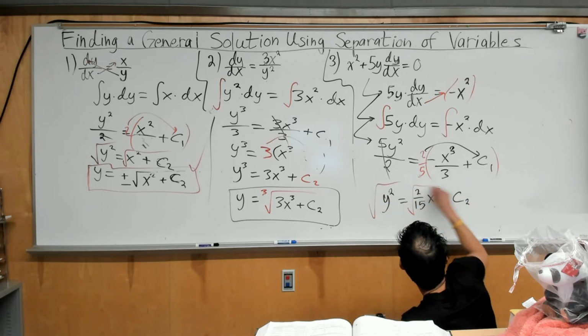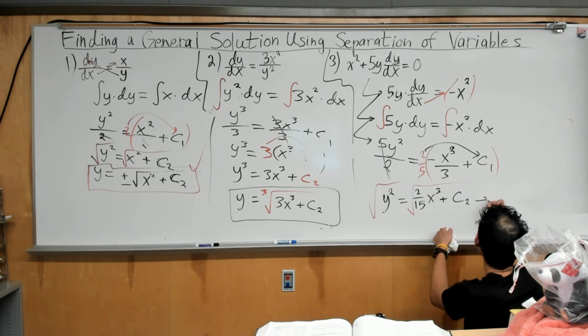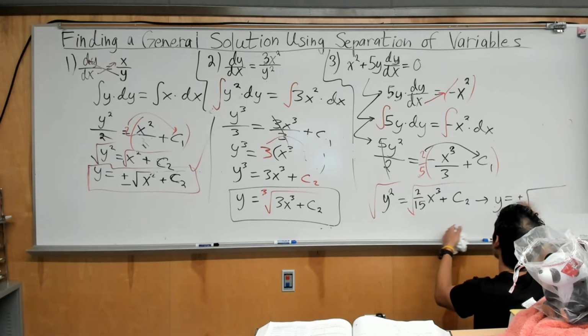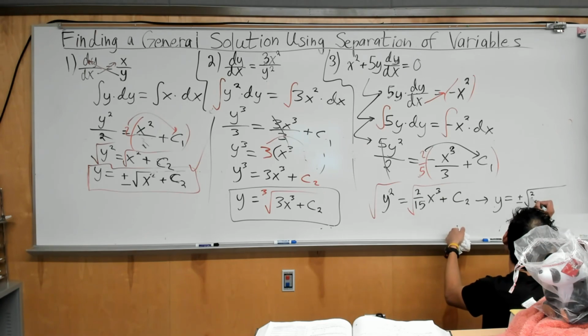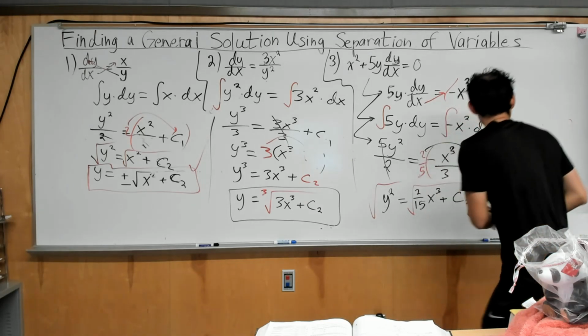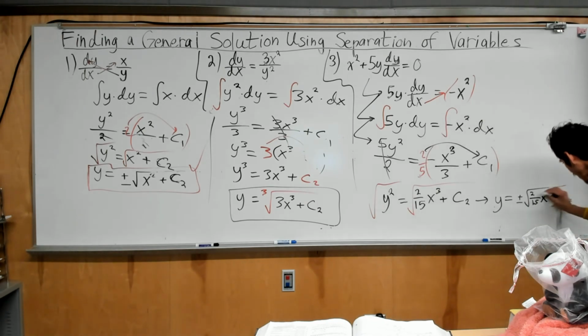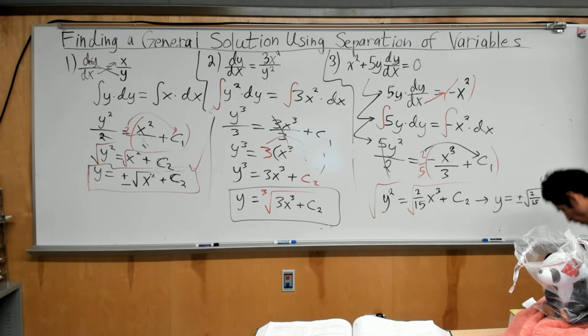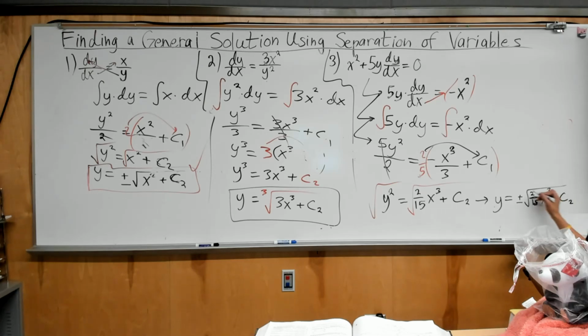Then we just square root it, and we'll get y will be equal to the square root of negative 2/15 x cubed plus c2. Almost ran out of real estate. Negative 2/15 x cubed plus c2, all under the square root. And there we go.